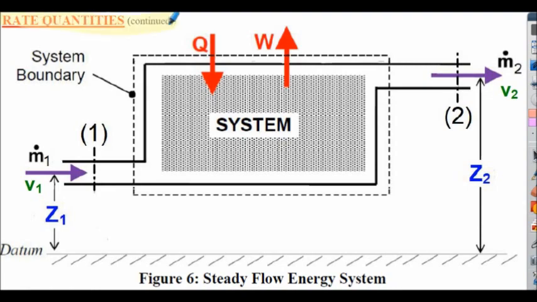Rate quantities continued. Figure 6 here shows a steady flow energy system. At the inlet we have mass flow rate labelled as m1 dot. We have the velocity of the fluid. We have the height of the inlet to some specified datum. And at the outlet, location 2, we show mass flow rate m dot 2, although for a steady flow system, m dot 1 and m dot 2 would be the same. We have the velocity of the fluid at the outlet, and we have the location of the outlet from the datum. Notice across the system boundary we have the heat energy in, Q into the system, heat supplied to the system, and we have work out of the system, that's work done by the system.